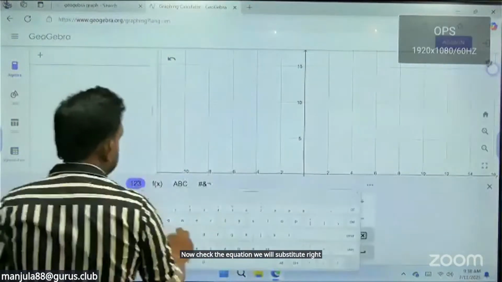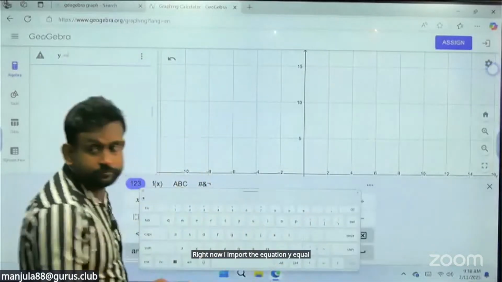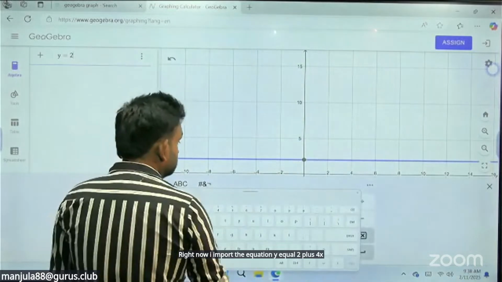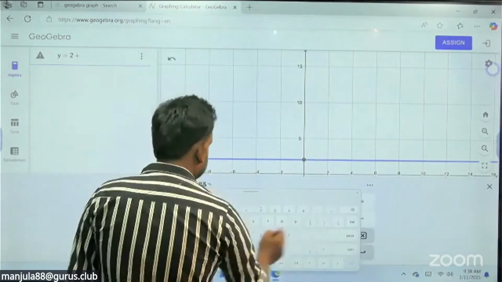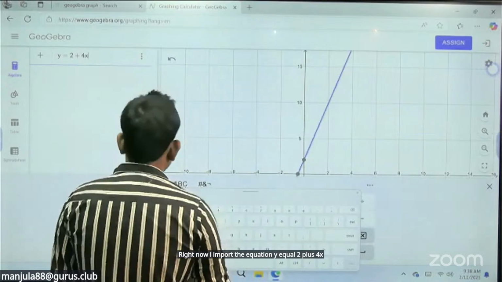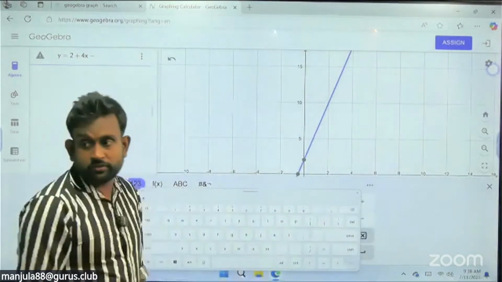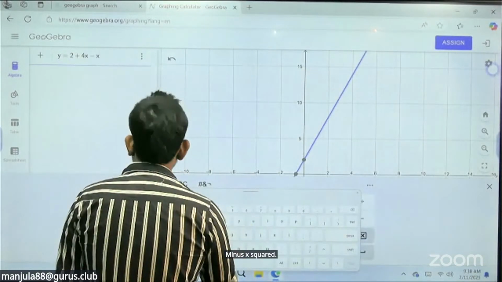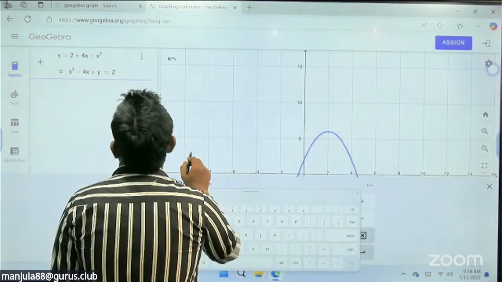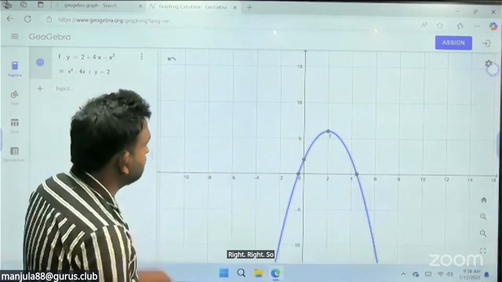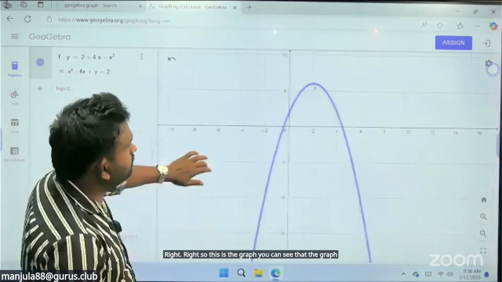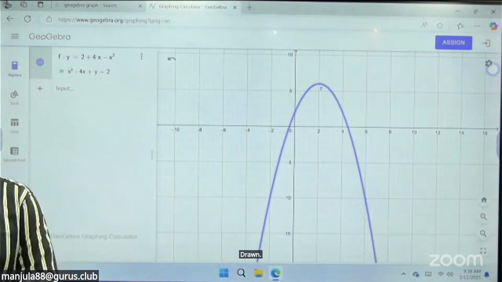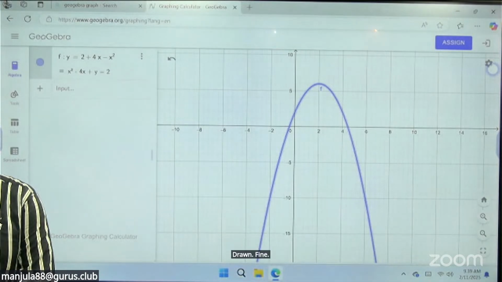Right, now I input the equation y equals 2 plus 4x minus x squared. Right, so this is the graph. You can see that this is the graph drawn. Fine. So now what are they asking here?